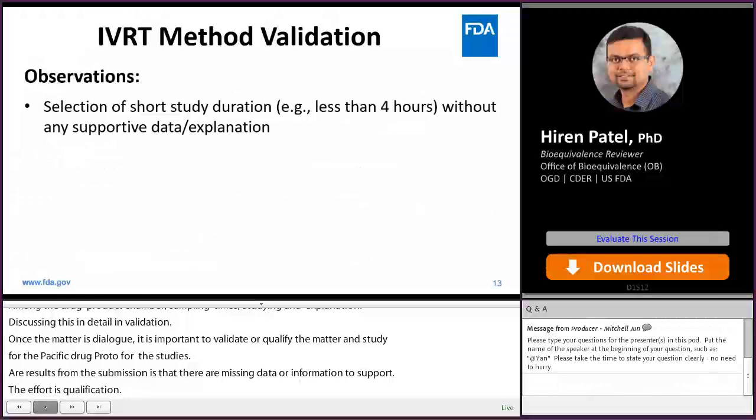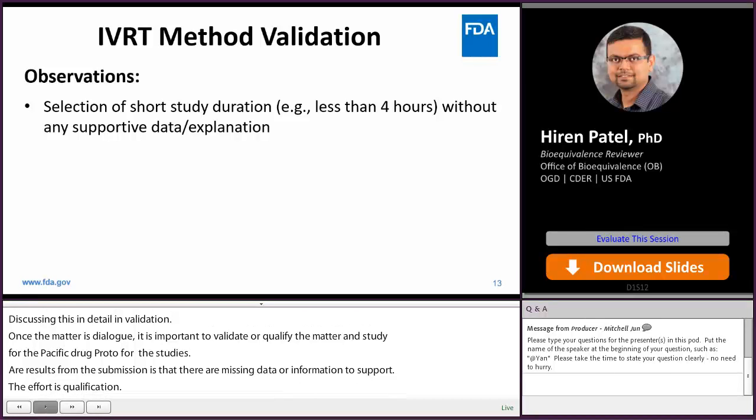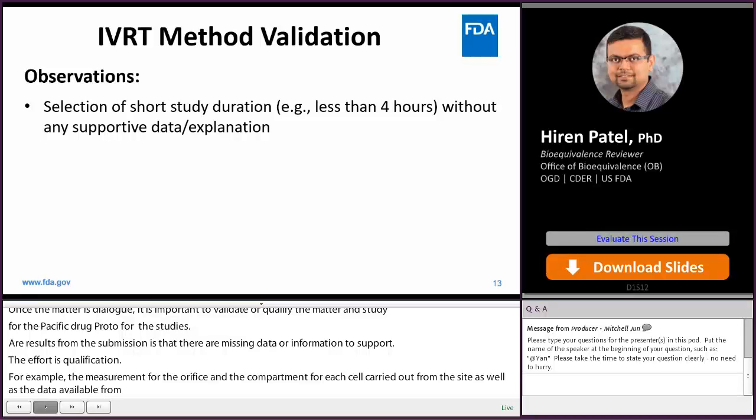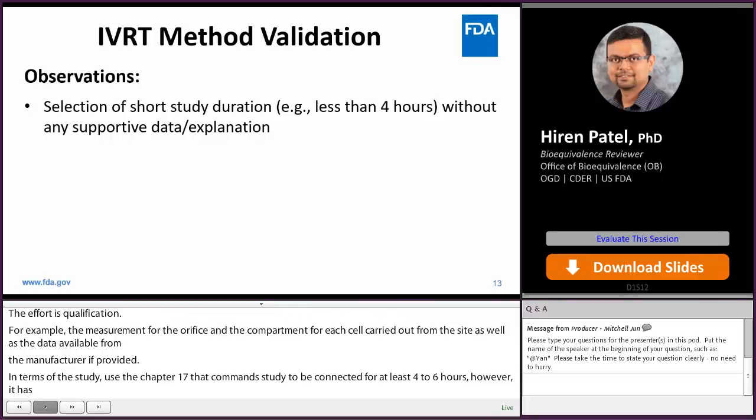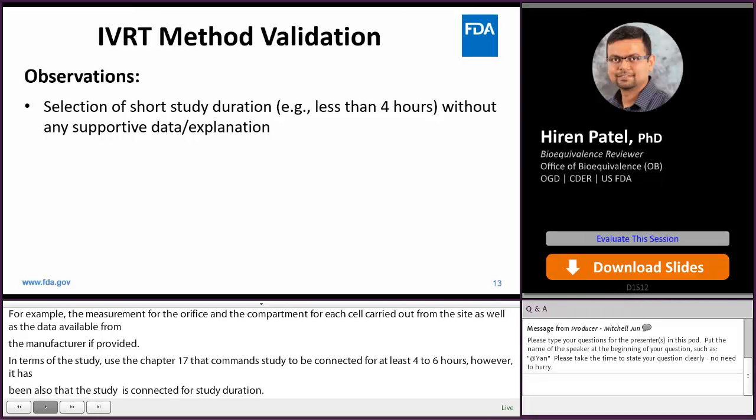In terms of study duration, USP Chapter 1724 recommends that the IVRT study be conducted for at least 4 to 6 hours. However, it has been observed that the study is conducted for a short duration, for example, less than 4 hours, without any supportive data or explanation, which cannot be considered adequate compared to the 4 to 6 hours recommended in USP Chapter 1724.